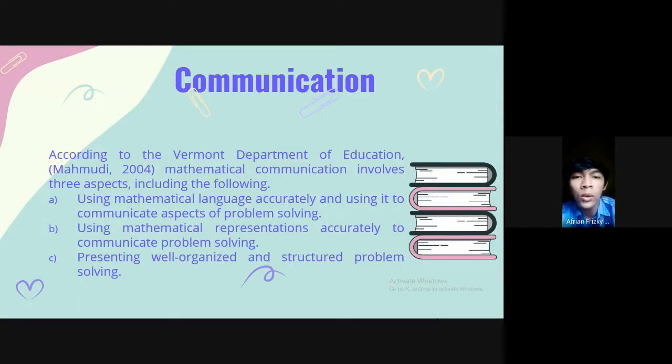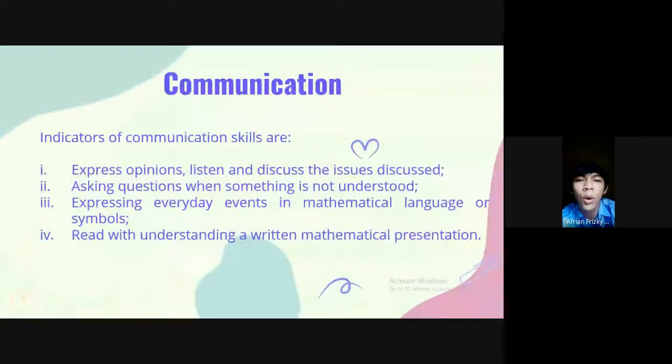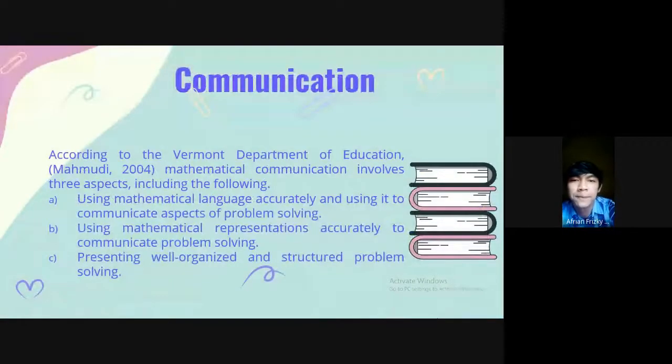And then, according to the Department of Education, mathematical communication involves 3 aspects. The first is using mathematical language accurately and using it to communicate aspects of problem solving. The second is using mathematical representation accurately to communicate problem solving and presenting well-organized and structured problem solving. So communication is to communicate their problem solving.